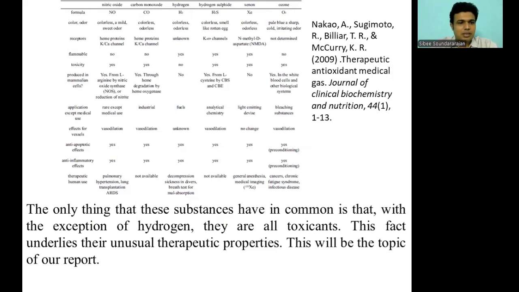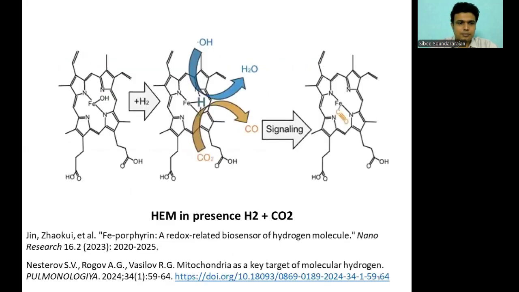This can be seen from the table taken from the article by Neko et al. This article was published in 2009. Accordingly, the toxicity of hydrogen was still unknown. In 2023, in the works of Zoki Zin et al., it was demonstrated that the oxidizing ferrous phosphorine, in both free and protein-confined states, can self-catalyze the hydrogenation or reduction with hydrogen to catalytically scavenge OH, and can also catalytically hydrogenate to reduce carbon dioxide into carbon monoxide in vitro.